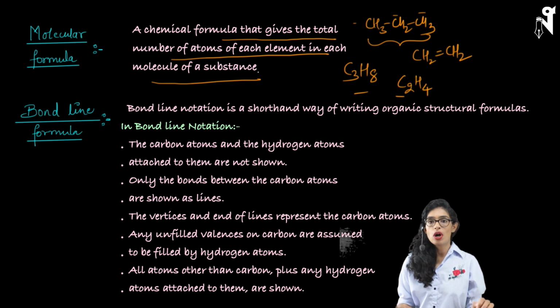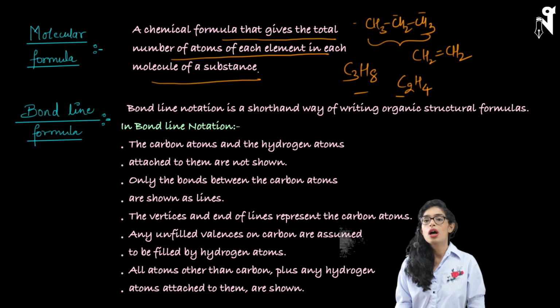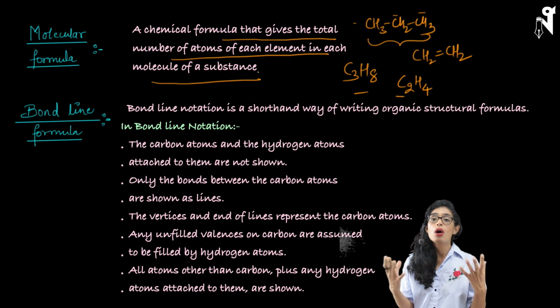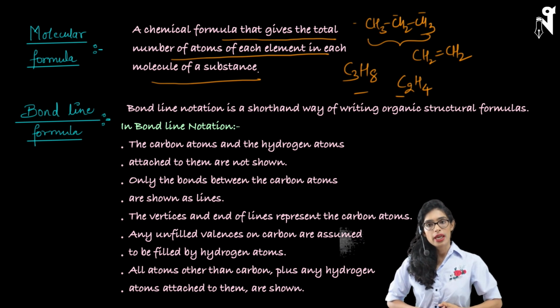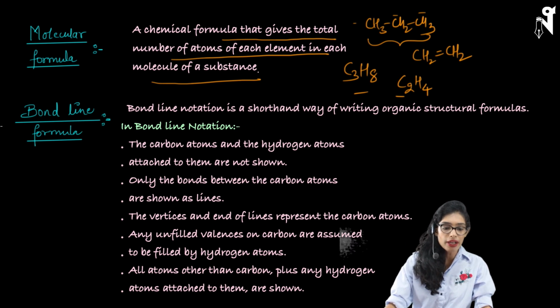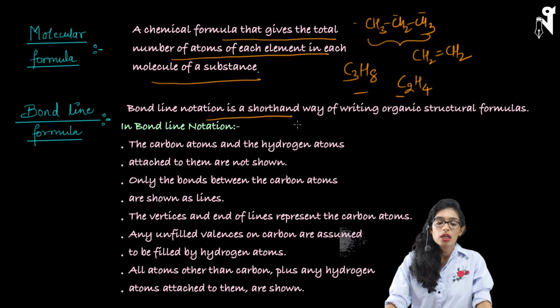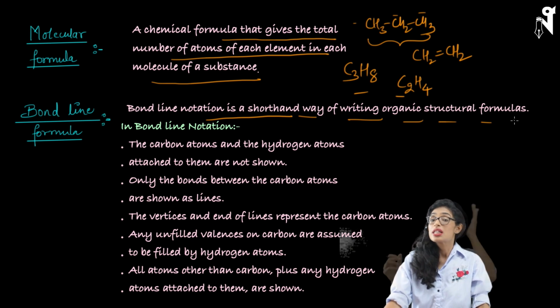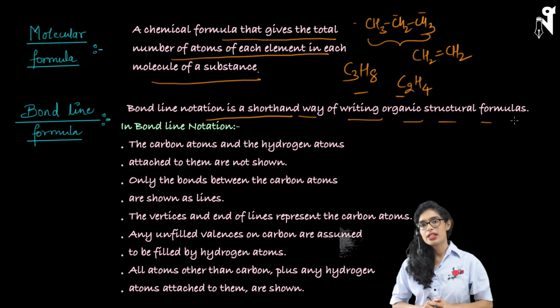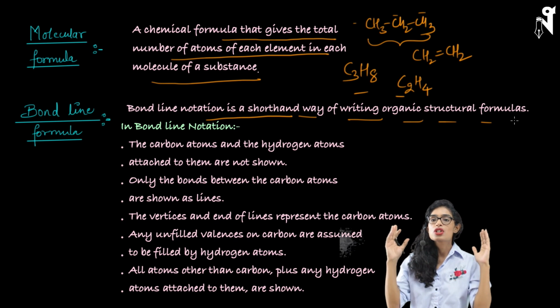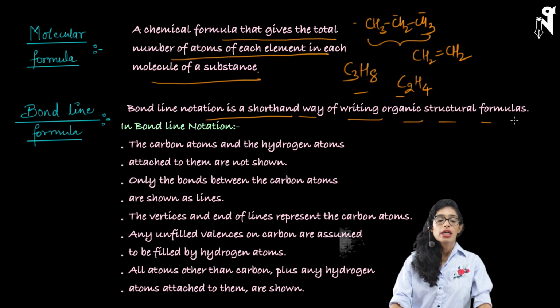Okay, next is bond line formula, and the last part of this class to explain how the structures of organic compounds can be written in a 2D representation. So bond line formula, it is a notation. Bond line notation is a shorthand way of writing the organic structural formula. It is the easiest way of writing the organic compound. It is the shorthand representation.